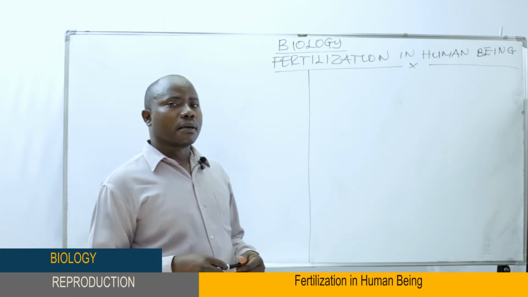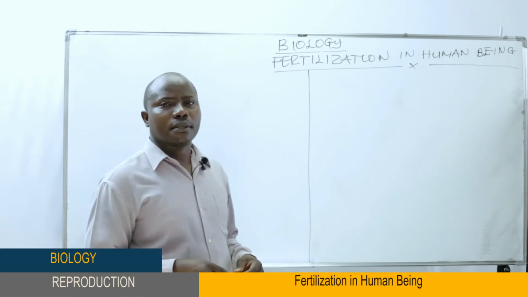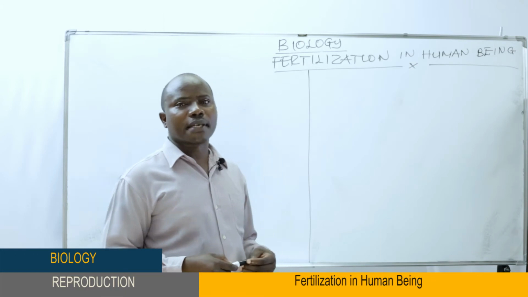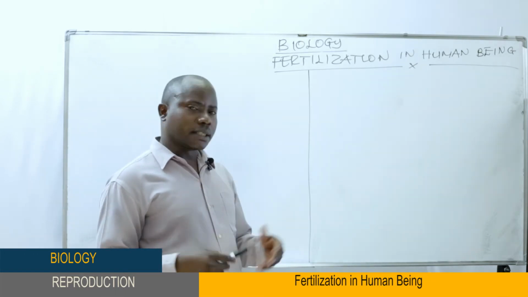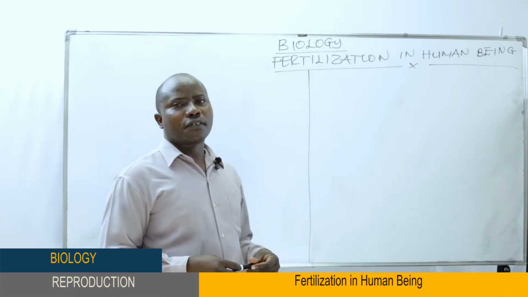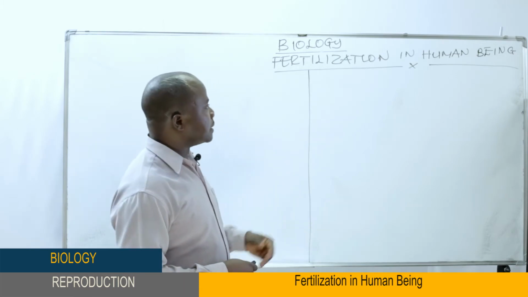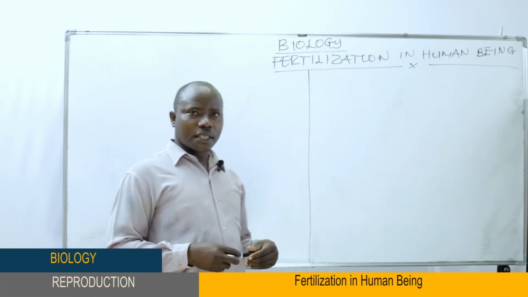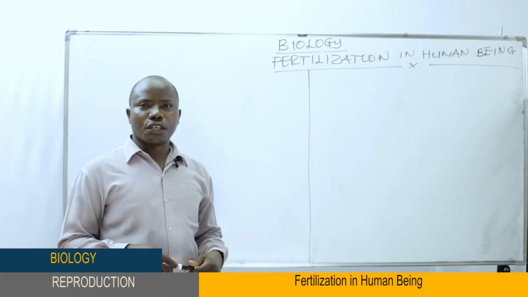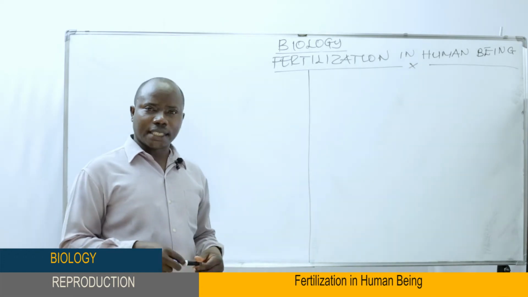If you remember, last presentation was about gametogenesis. We saw how the process of gametogenesis occurs in both male and female reproductive systems. But the completion of the process of gametogenesis means other processes have to take place. And the process that takes place after gametogenesis is fertilization. Therefore, the concept I'm going to present to you here is fertilization in human beings and the consequences of fertilization.